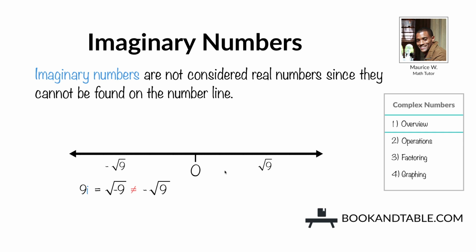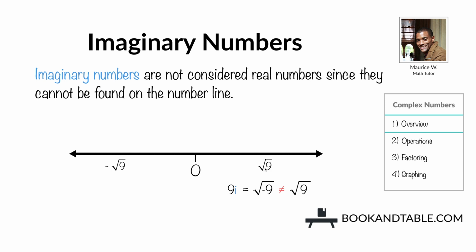Imaginary numbers are not considered real numbers since they cannot be found on the number line. So for example, two numbers that can be found on the number line are negative square root of 9 or -3 and the square root of 9 or +3. 9i, which is equal to the square root of -9, is not equivalent to negative square root of 9. This negative is on the inside, this one's on the outside.